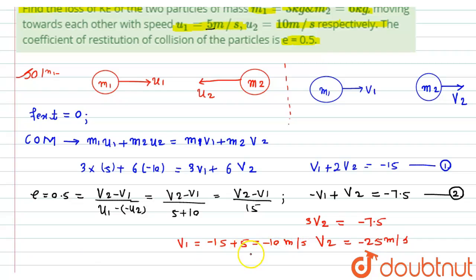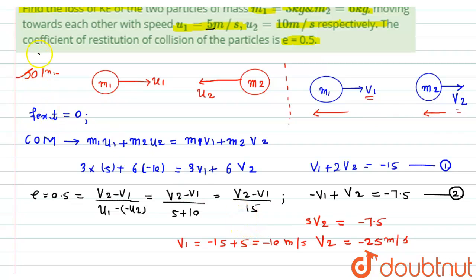As you can see here, for both we are getting negative velocity. It means that the direction we considered for v1 and v2 is wrong. So v1 is going in the negative direction, and v2 is also going in the negative direction.